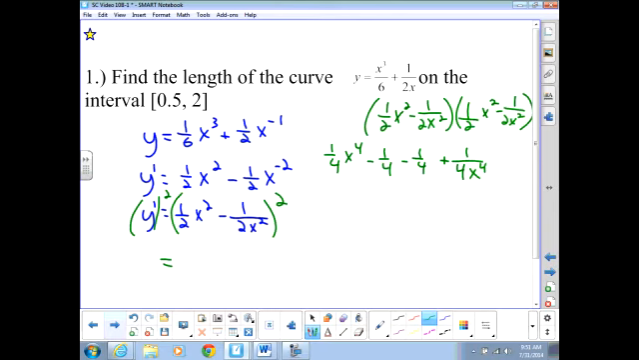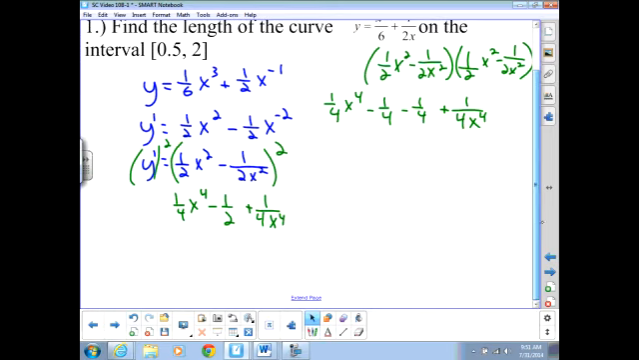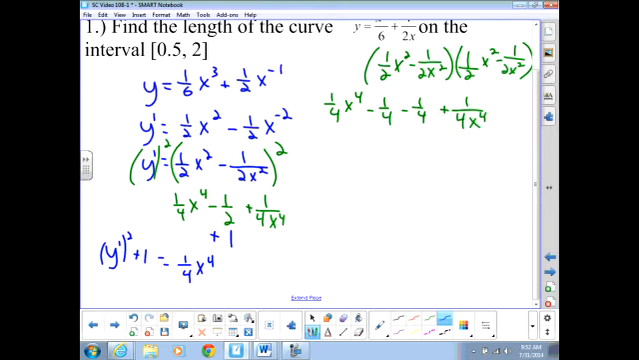Well, this means when we combine our like terms, this will give us 1/4 x to the 4th. We'll get a negative 1/2 in the middle, and we'll get plus 1 over 4 x to the 4th. Let's go ahead and add our 1. When we add 1, it'll combine with the minus 1/2 in the middle. So our y prime squared plus 1 is now 1 over 4 x to the 4th plus a positive 1/2 plus 1 over 4 x to the 4th.